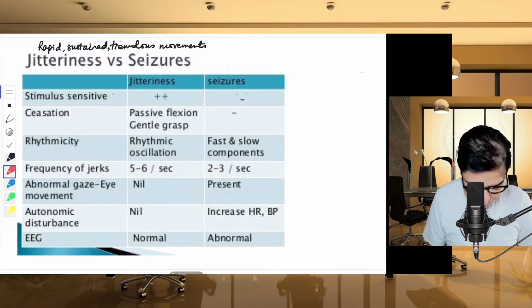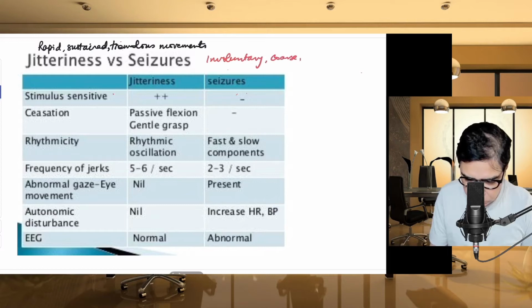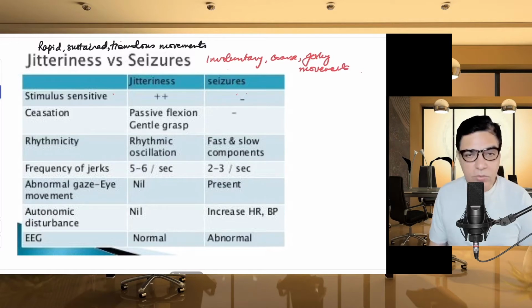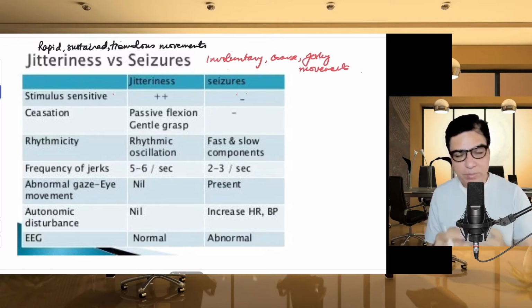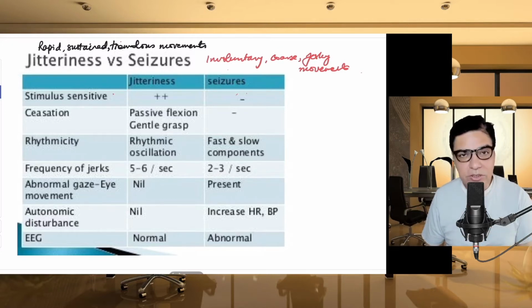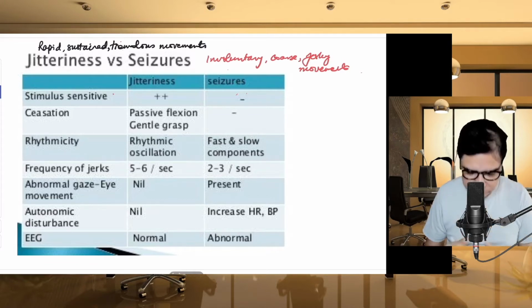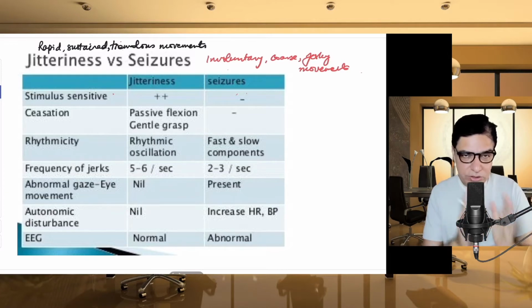On the other hand, seizures are involuntary, coarse, jerky movements. They are involuntary because they are not in control of the baby. They are happening because of abnormal neuronal discharge. They are coarse. They are not very fine like this. They are coarse, like this. And they are jerky. So they occur in jerks like this, while the jitteriness is more of tremors like this. Now, two important differences between jitteriness and seizures.